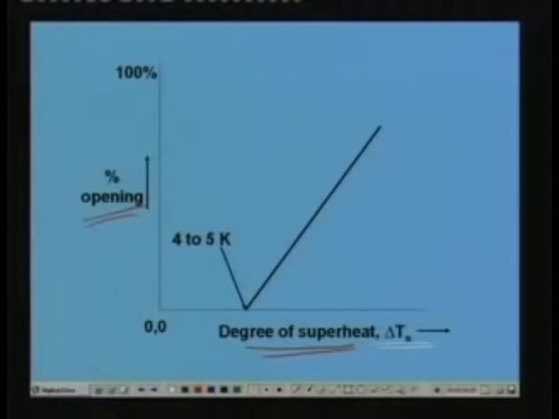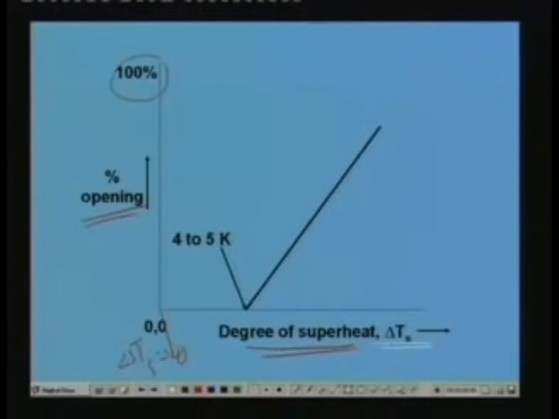So this is shown in this picture. You can see that here the degree of superheat delta Ts is plotted on the x-axis, and on the y-axis you have the percent opening of the valve. When the percent opening is 0, that means the flow rate is 0. Percent opening is 100% means the mass flow rate is maximum. So I was mentioning that at this point the degree of superheat is 0.